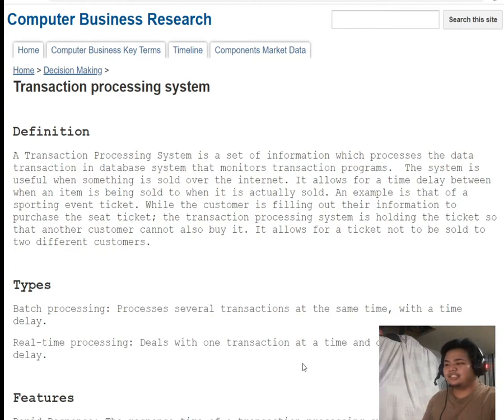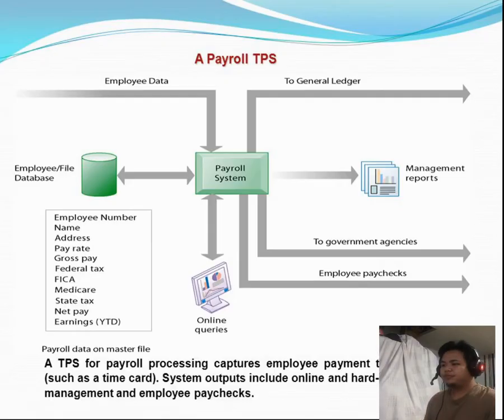Another example is a payroll system. So, a payroll system has its employee data in its employee file database. So, what does a payroll system do? A payroll system captures its employee payment transaction data, such as a time card. System outputs include online and hard copy reports for management and employee paychecks, or more like receipts.